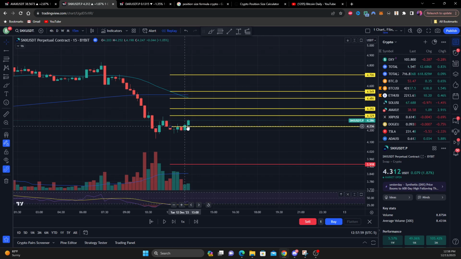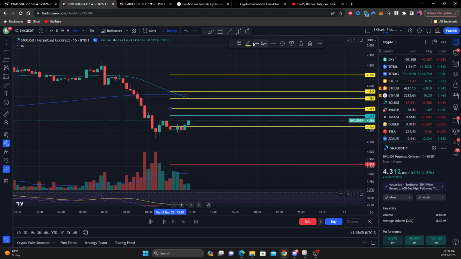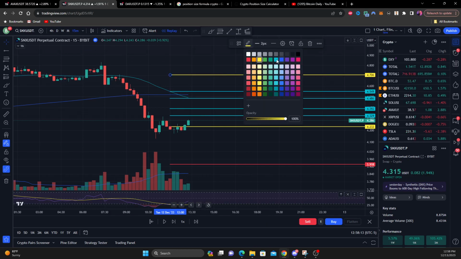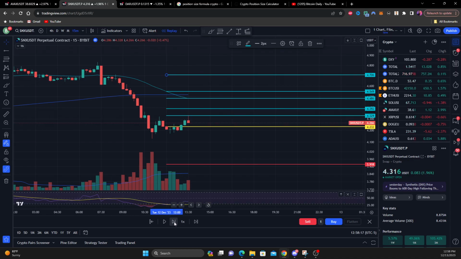We can see this was our entry, and actually let me change the color on these, because if not it's confusing on where my entry is. So let's just make these green. These are our targets. And let's continue here. You can see, boom, we hit target 1, right? So target 1's been hit.